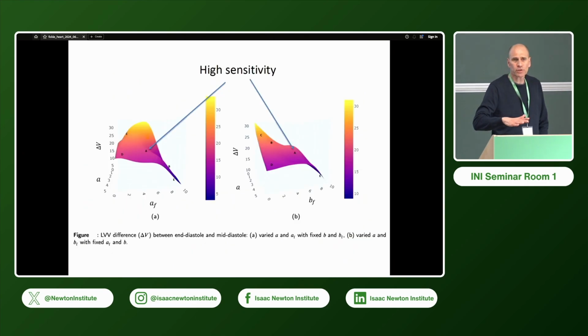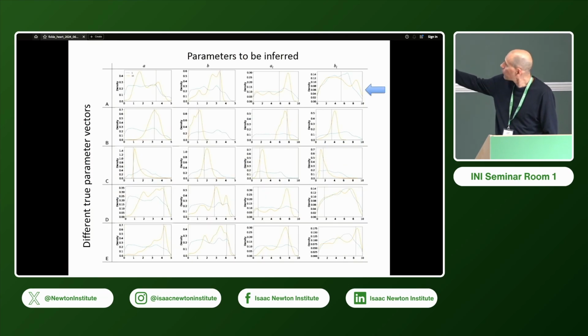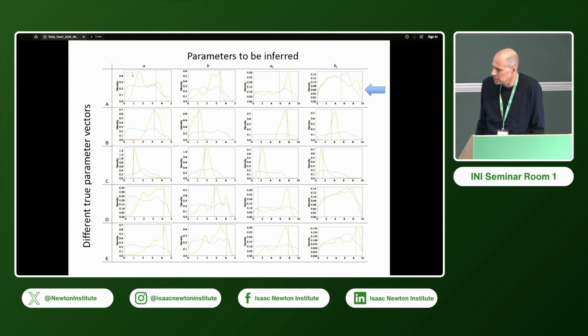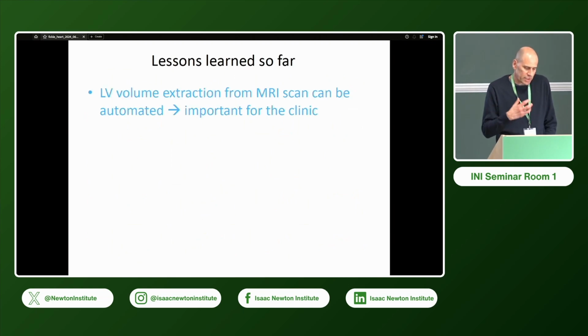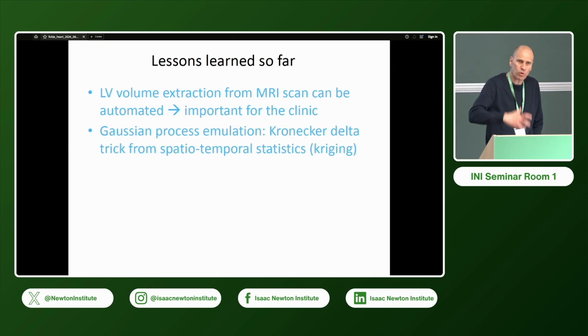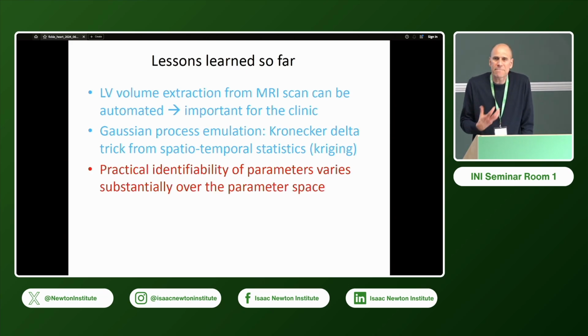And then we also have areas which are more or less on a plateau, so a perturbation of the parameters doesn't really lead to a large change of the volume, and that is reconfirmed by the simulations. The posterior distributions do not really shrink, they are as uncertain as before. So the good news in some sense is that the volumes can be easily extracted. That would be able to be put into the clinic, and we can get an emulator with reduced complexity using standard tricks from spatial sample statistics. But then the practical identifiability is not always as good as we had hoped.